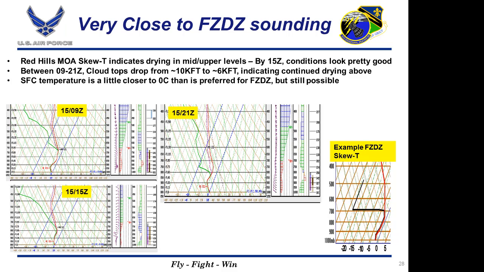The SKUTs indicate mid-level drying, and between 15 and 21Z soundings, it appears to be saturated to the surface, although the surface temperature is really close to 0 degrees Celsius. It is a pretty good match to the freezing drizzle typical sounding.